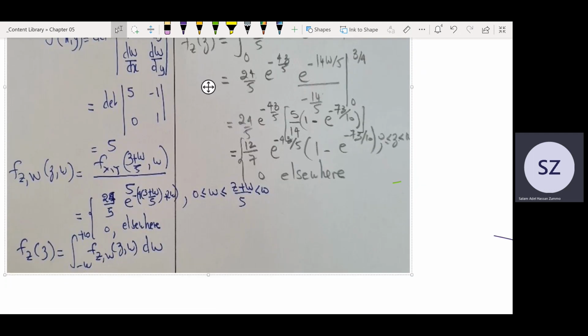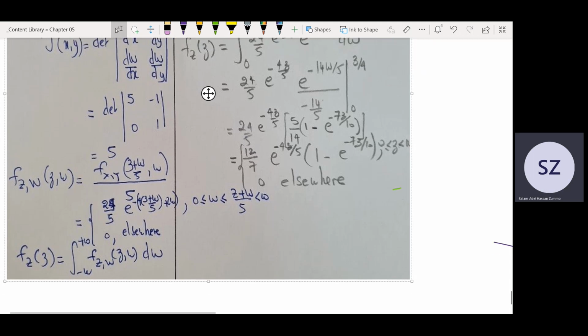So f_Z(z) is the joint PDF of Z and W after integrating over W from minus infinity. Voilà. Following?